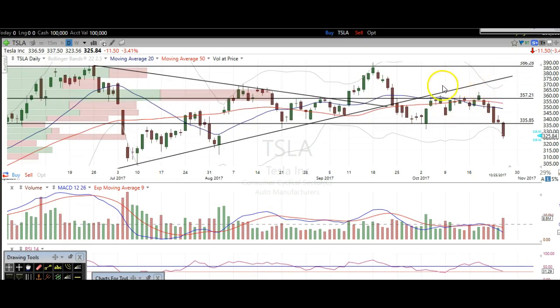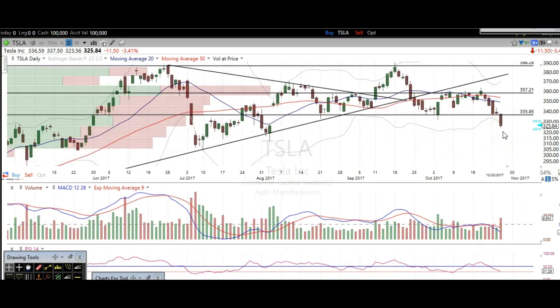We pointed out that we were likely going to get rejected around here. We got that rejection that we were looking for, headed down to that first target near about 335, and now we're breaking even lower right here. Not a great look for this stock. And I believe earnings are coming up here.